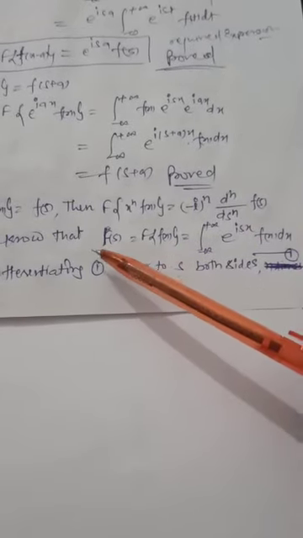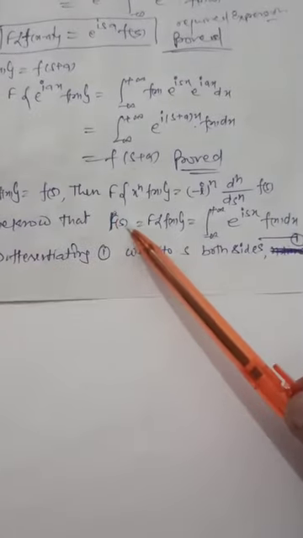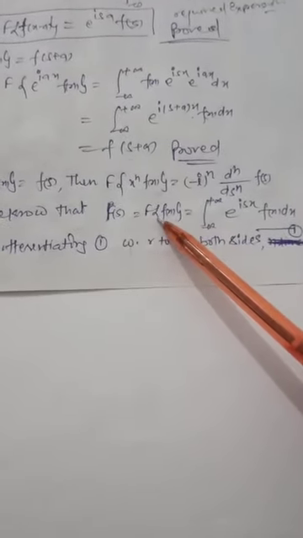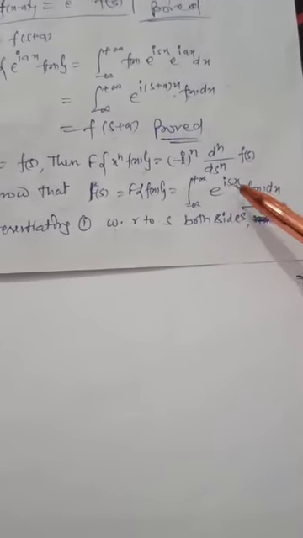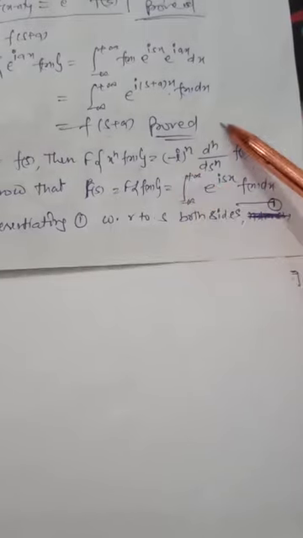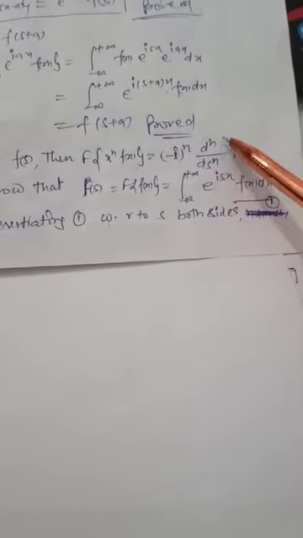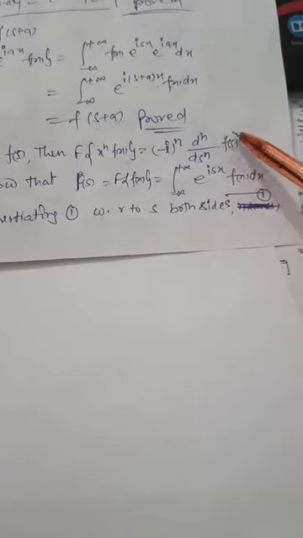Now for finding this result, again we know that F(s) is the Fourier transform of f(x), the integral from minus infinity to plus infinity of exponential i s x times f(x) dx. So as you see here, d^n over ds^n is basically differentiation of this one.